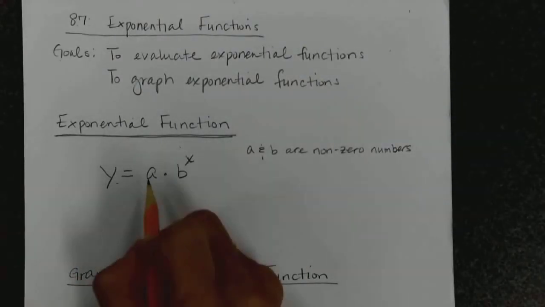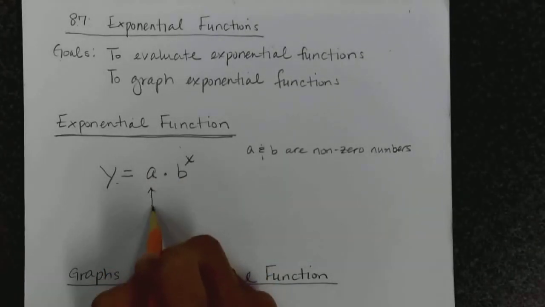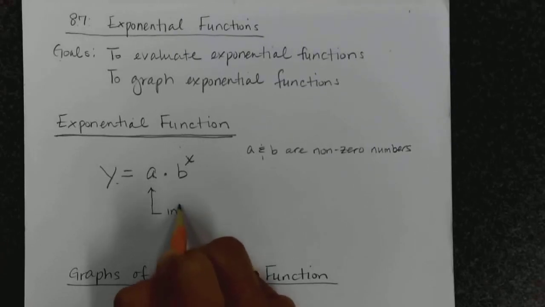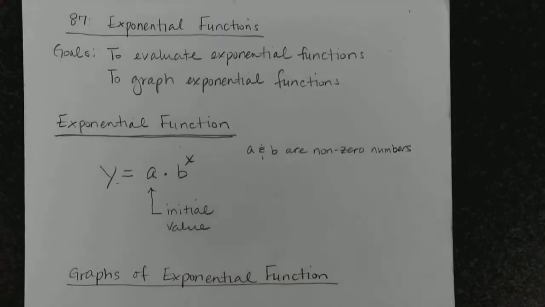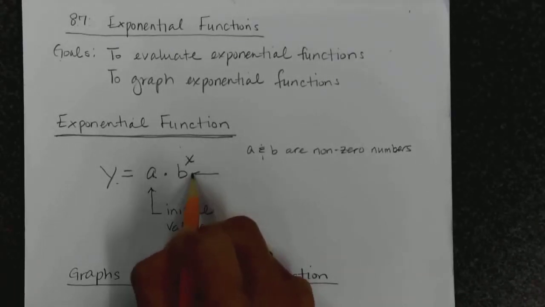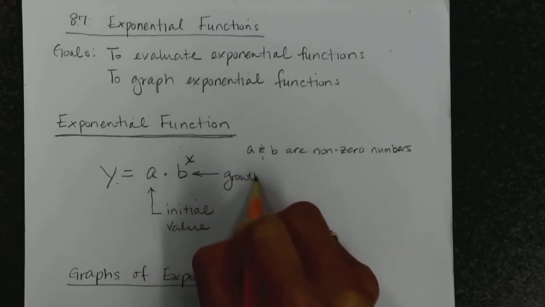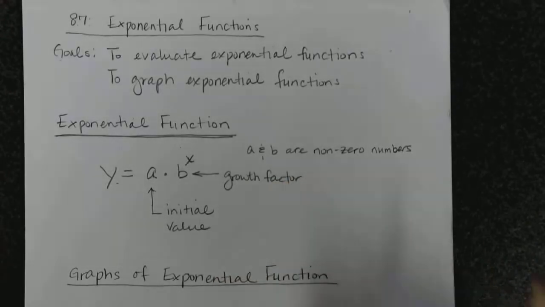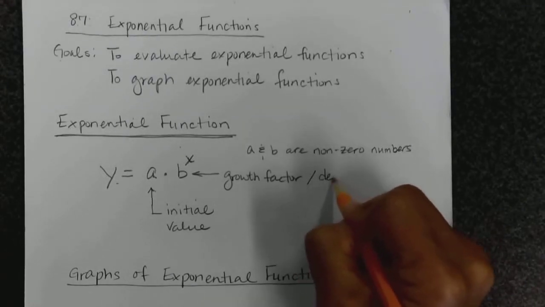But in this equation, each of these parts of this function has a meaning, where a always stands for our initial value. So whatever the amount that we start with, we'll go there. B is what's called a growth factor. How does the number grow, or how does it decay? So it's called a growth factor or decay factor.